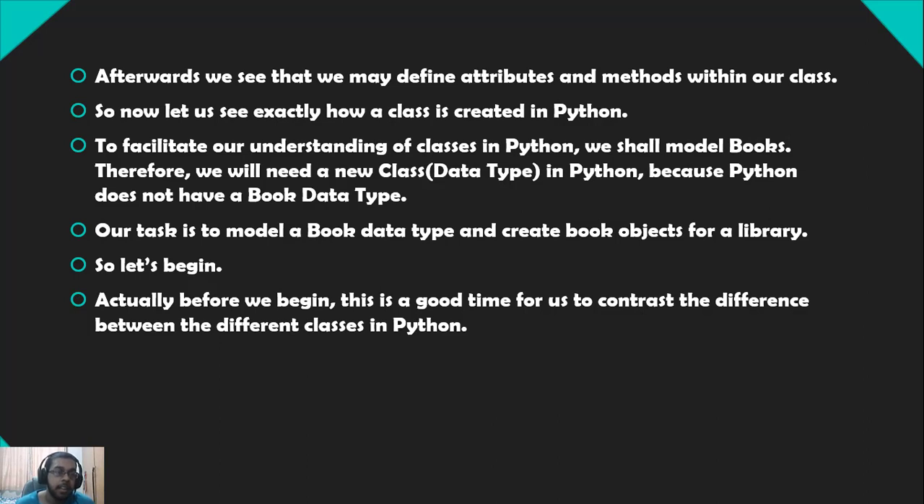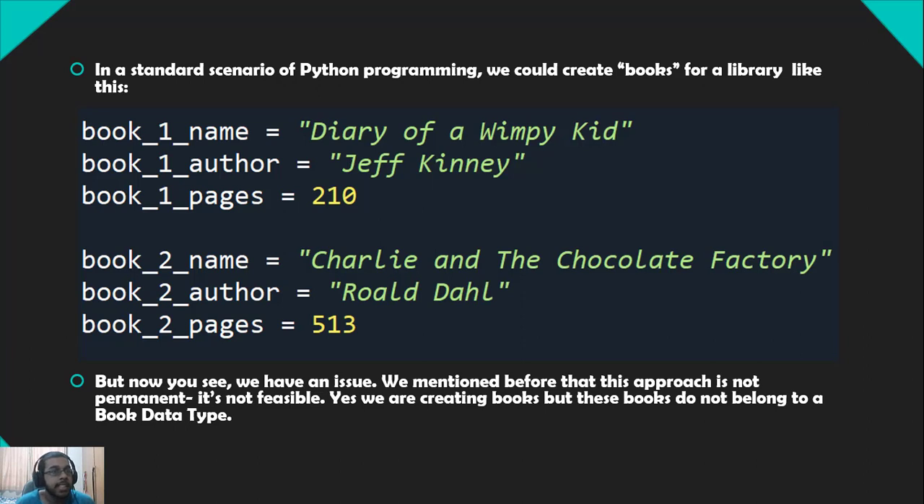So let's begin. Actually, before we begin, this is a good time for us to contrast the different classes in Python. In a standard scenario of Python programming, we could create books for a library like this. Book 1 name is equal to Diary of a Wimpy Kid. Book 1 author is equal to Jeff Kinney. Book 1 pages is equal to 210. Book 2 name is Charlie and the Chocolate Factory. Book 2 author is equal to Roald Dahl. Book 2 pages is equal to 513.